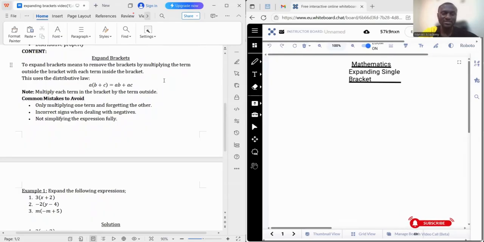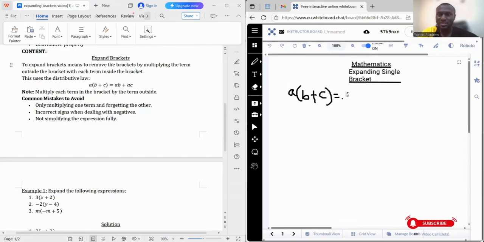To expand brackets means to remove brackets by multiplying the term outside the bracket with each term inside the bracket. This is the distributive law, as you can see: A, open bracket, B plus C, close bracket. The term outside here is A, while the terms inside are B and C. The distributive property says that whatever is outside will multiply each term inside.